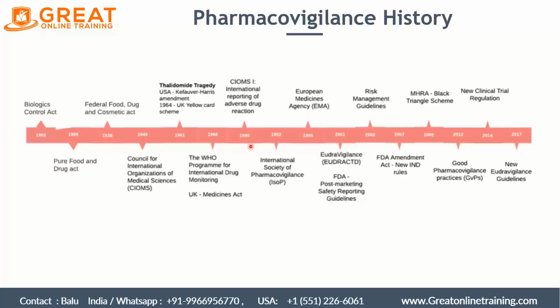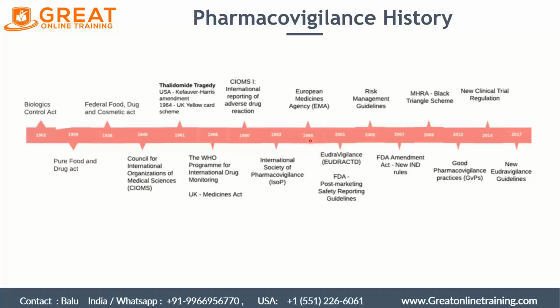And then in 1990, CIOMS published their first guidelines on international reporting of adverse drug reactions. Like what are the processes that the companies have to consider for reporting the adverse drug reactions to the regulatory authorities. And then in 1992, the International Society of Pharmacovigilance was started, which majorly provides the guidelines on the pharmacovigilance processes.